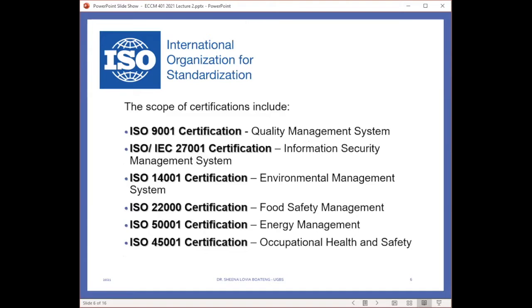Now, there are several of them, but I'm just going to give you a few examples. For instance, we have the ISO 9001 certification that has to do with quality management systems. Now, the ISO 9001 certification is a direct reflection of how a firm is able to provide quality services to satisfy customer needs.